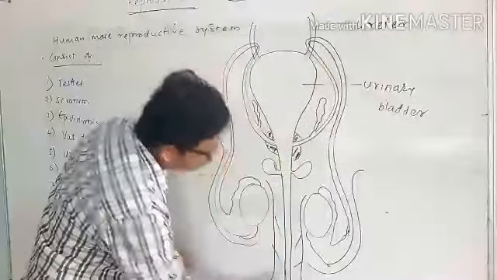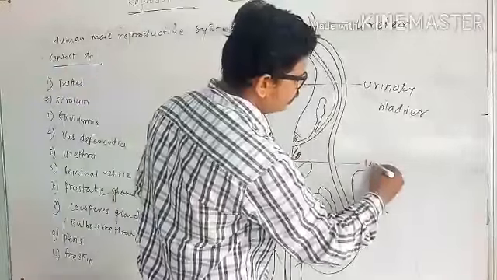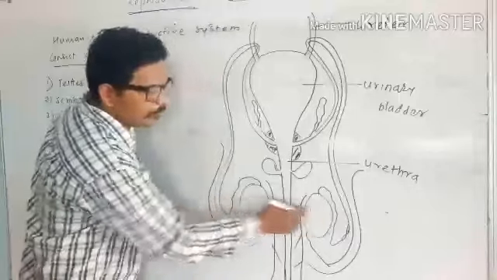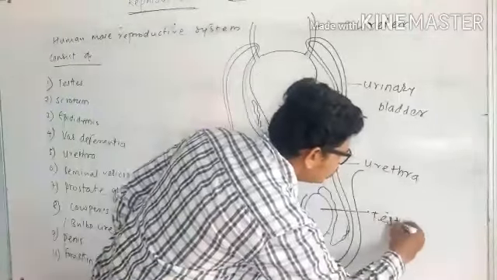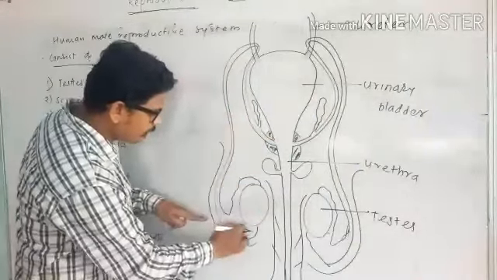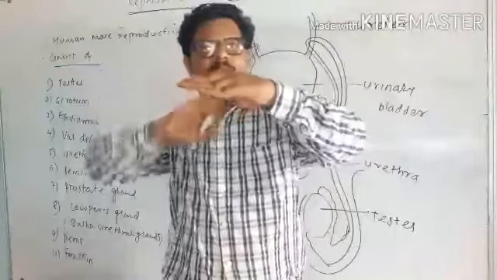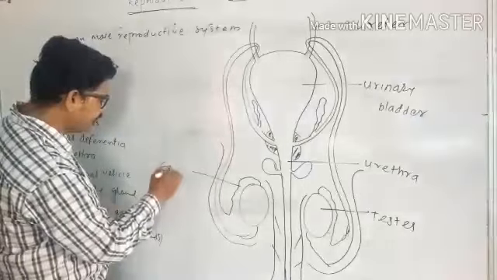Then the urinary bladder opens into this tract. This tract is called the urethra. Then these are the pair of testes, the male primary sex organ. Testis means male gonad. This C-shaped duct which lies on the posterior aspect of each testis is called the epididymis.